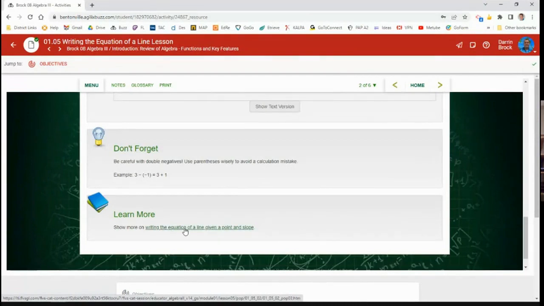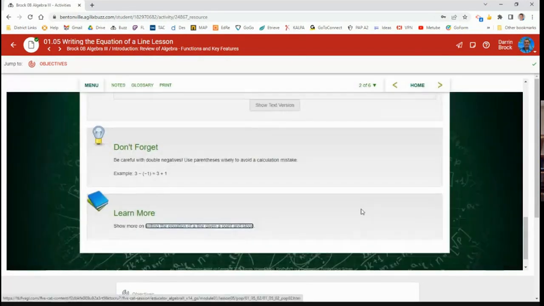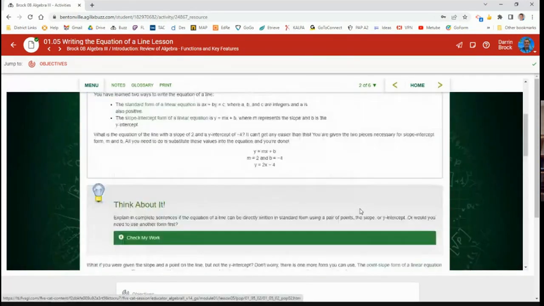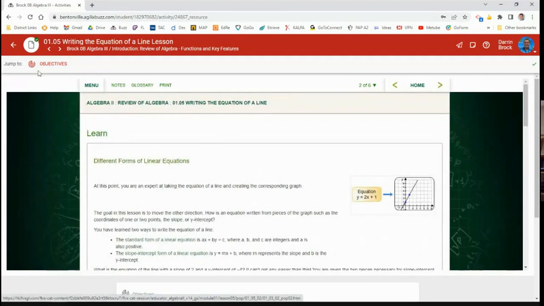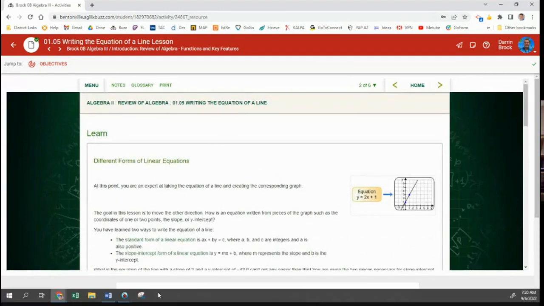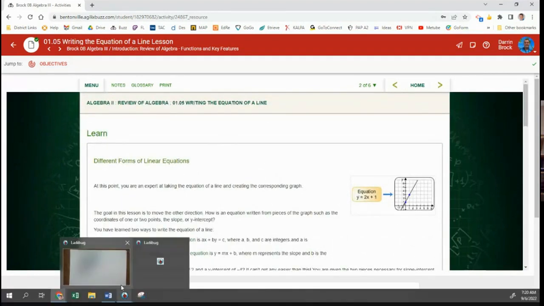Learn more, writing the equation of a line with a point and a slope. So there's more information in there. So there's a lot of information just right here on page 2. So don't forget to check all of those things. But let me put up a piece of paper here and let's review what these lessons are talking about.